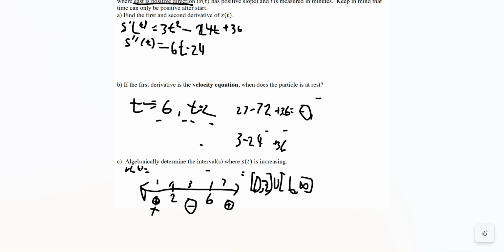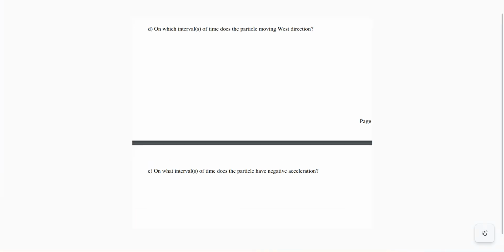You always start from the intervals. So 2 to 6 will be decreasing. Moving on to the next question. On which intervals of time is the particle moving west?